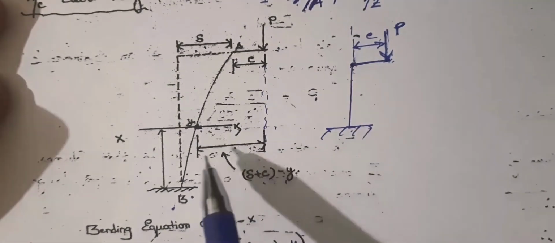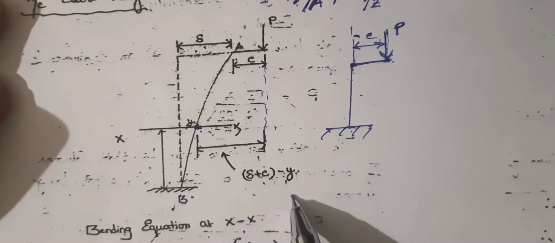So what is the bending equation at XX? We have seen this equation earlier, right? EI d square y by dx square is equal to M. What is M about this point? About this point, it is P into the perpendicular distance, right? So P into the perpendicular distance. Simplify this equation, multiply these terms and bring this term to this side. Of course, this is going to be 0.